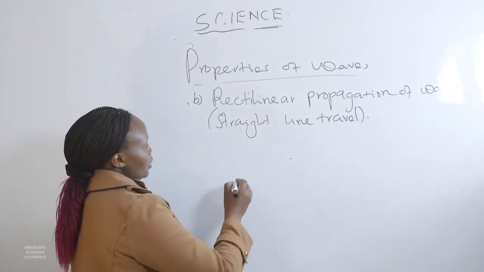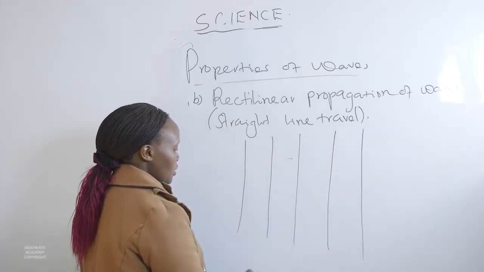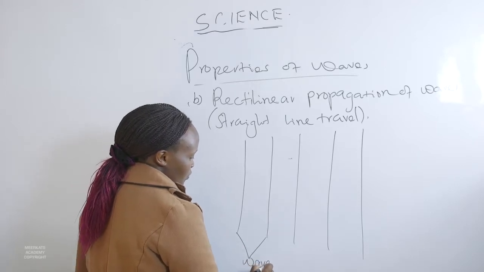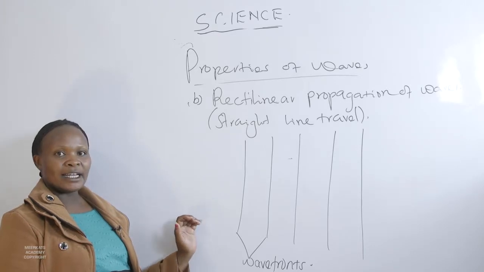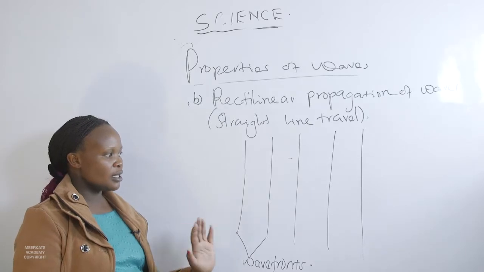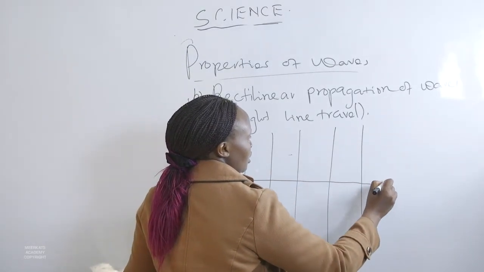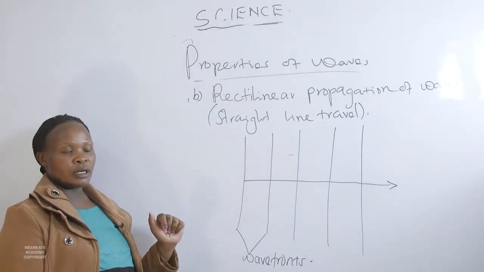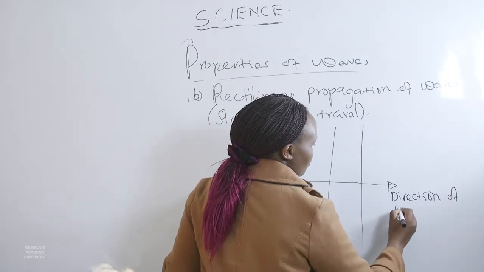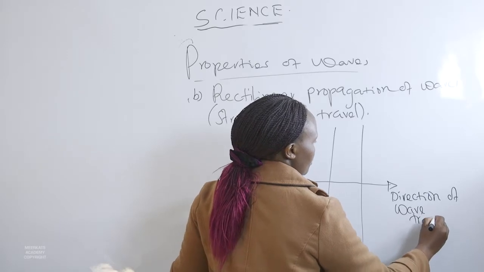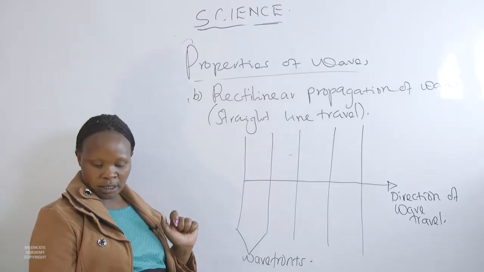For example, if you had a wave train exhibiting this kind of wave fronts, now if you look at our wave fronts, they are actually advancing towards the right hand side, indicating that much as we have vibration of particles being shown by our wave fronts, the direction of motion of our wave, the direction of wave travel, is from left to right, suggesting that our wave is following a straight path.